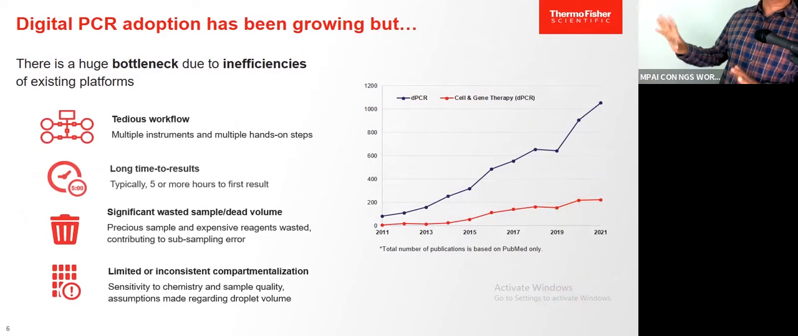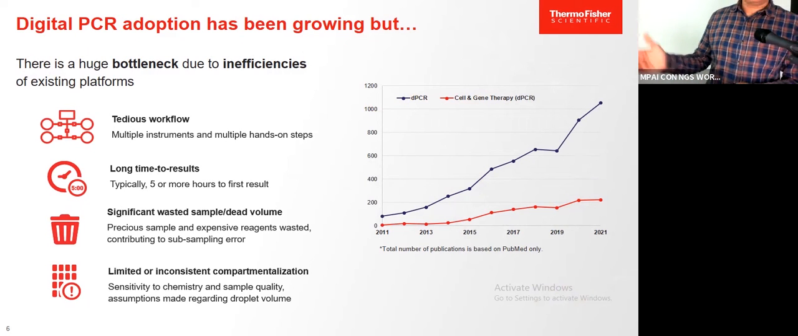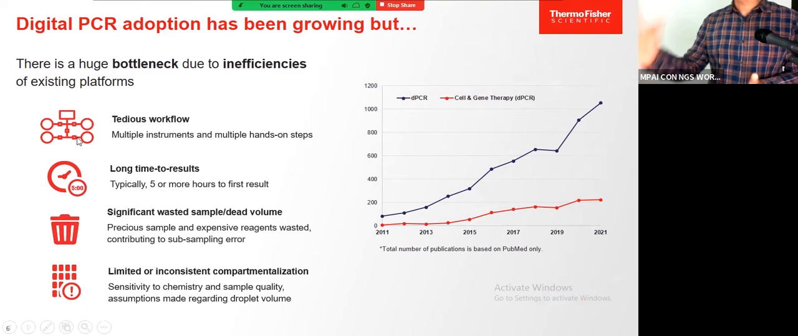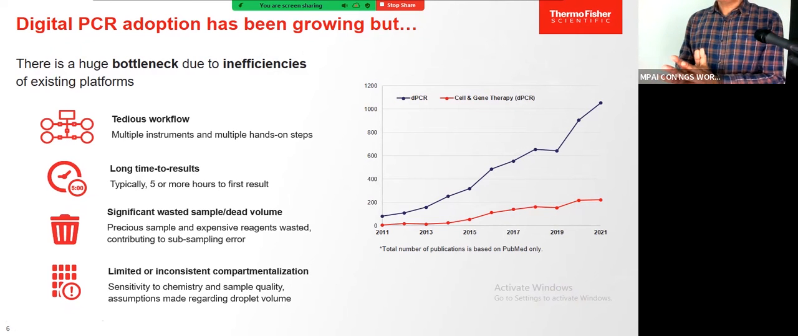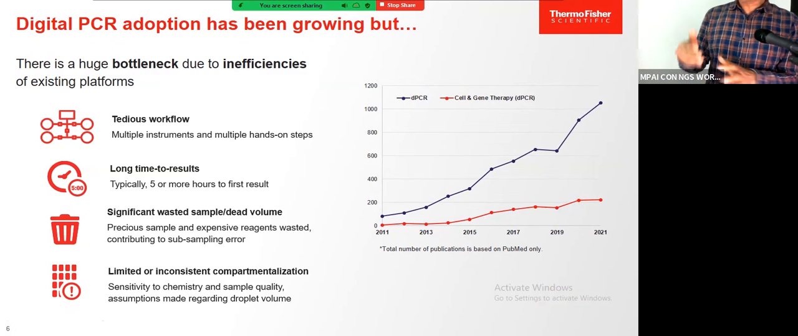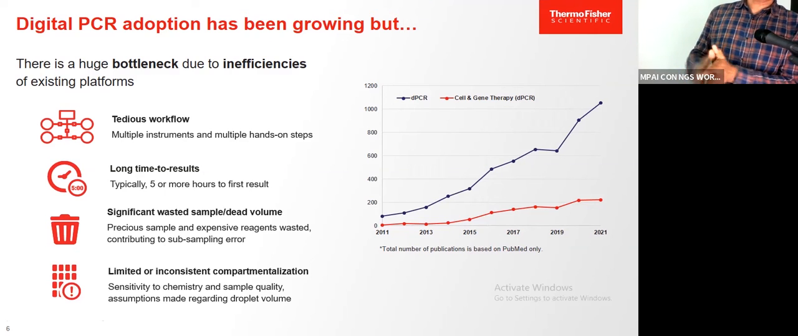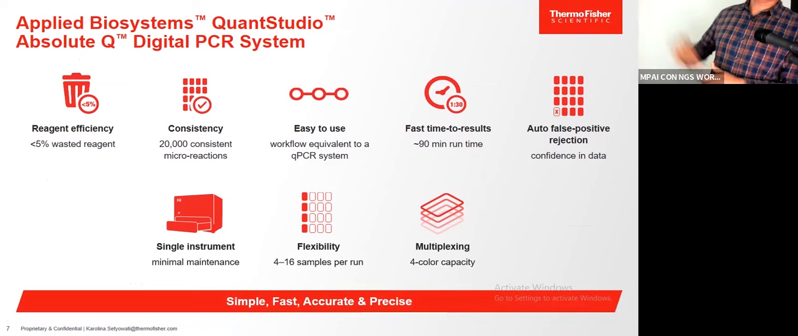Now, it doesn't mean that it's a new technology, it's been there. However, there are some inefficiencies of the existing platforms. For point number one, they have multiple instruments, so multiple hands-on times, which is a tedious workflow. The time to result is long because of multiple instruments. The most important point is the bed volume. I will talk about this later on, but they have wastage of reagents. And the last is inconsistent compartmentalization. If we go with the guidelines, you need to have 20,000 wild type molecules when you want to report 0.1% frequency of detection. So in order to address all these questions, we came out with QuantStudio Absolute Q.